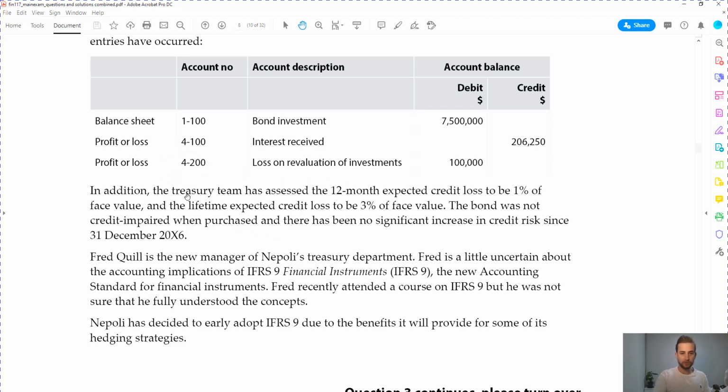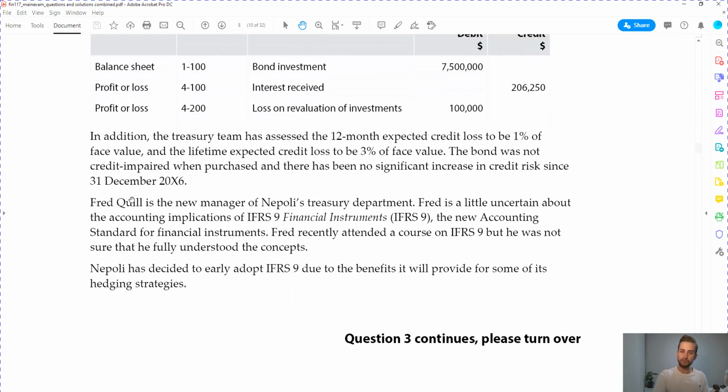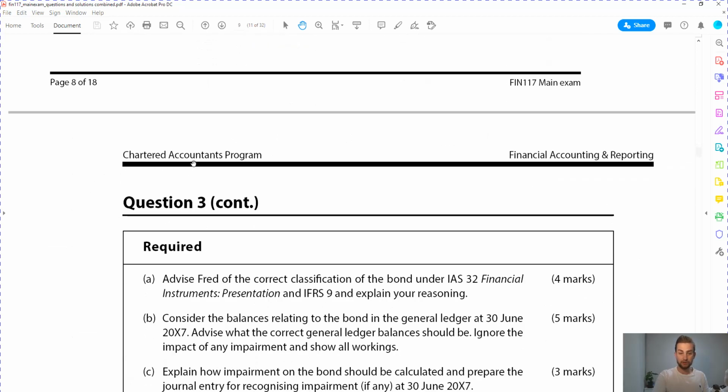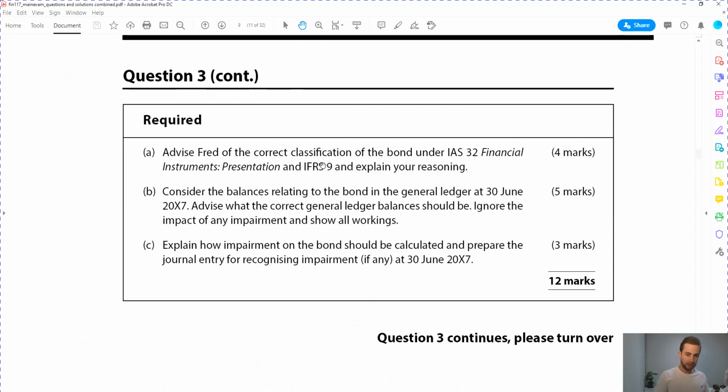The bond was not credit impaired when purchased, and there's been no significant increase in credit risk since 31 December 2016. Fred Quill is the new manager of Nepali's Treasury Department. Fred is a little uncertain about the accounting implications of IFRS 9, the new accounting standard for financial instruments. Fred recently acquired, so they've decided to adopt IFRS 9.